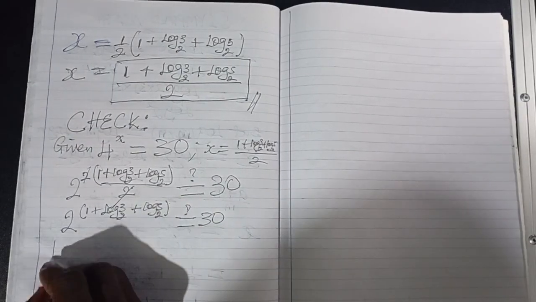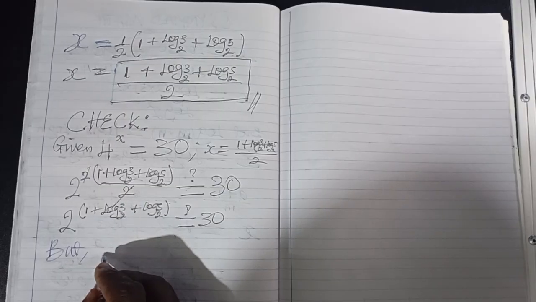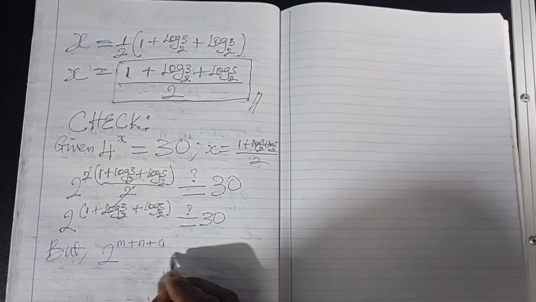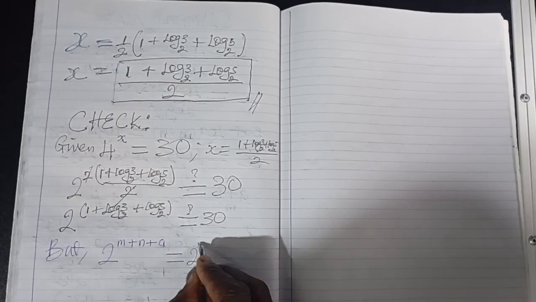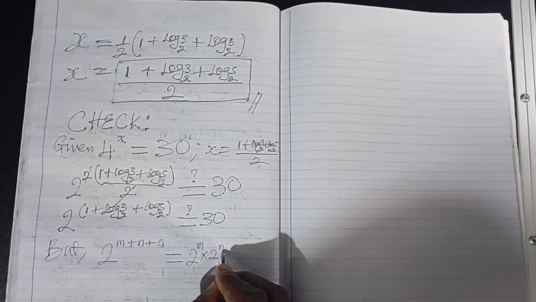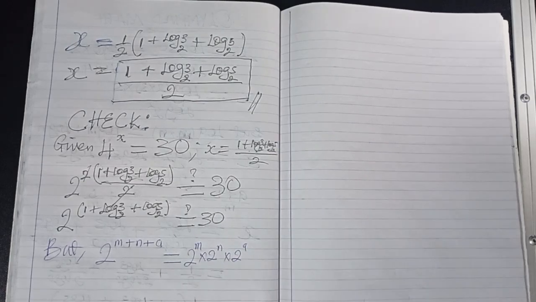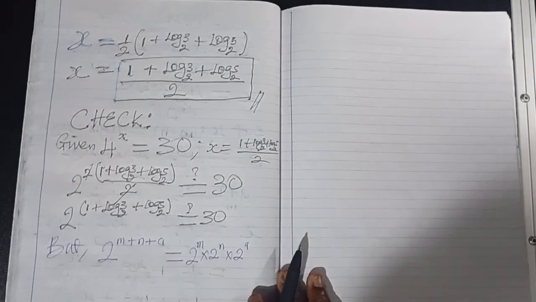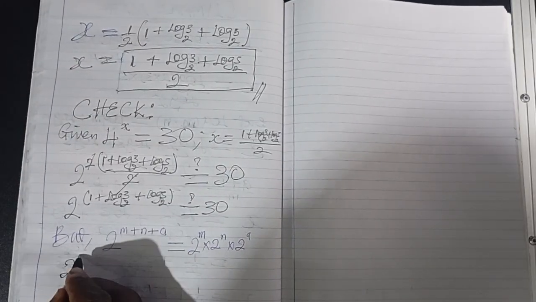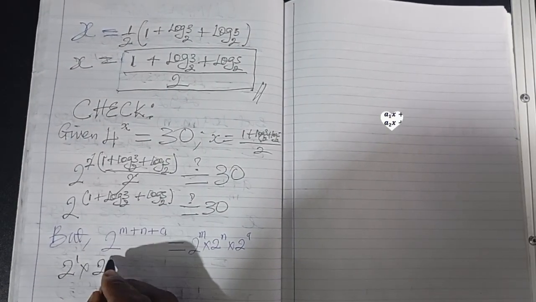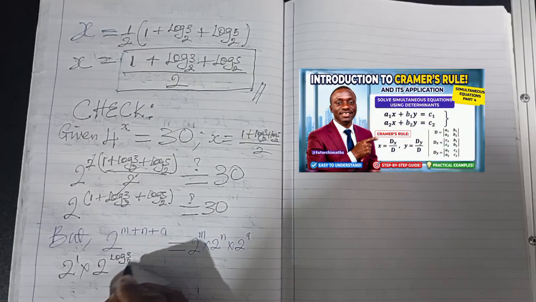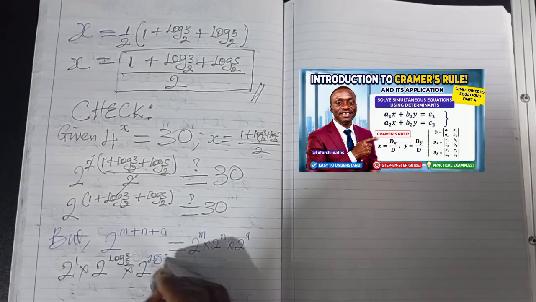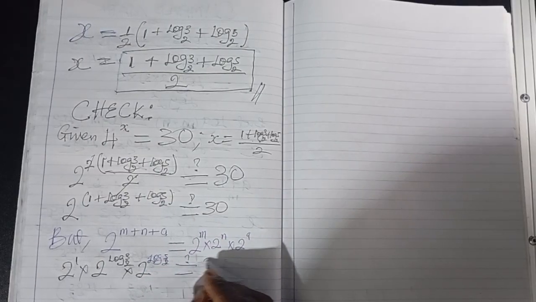Okay, but when you have 2 raised to power m plus n plus a, it is the same as 2 raised to power m multiplied by 2 raised to power n multiplied by 2 raised to power a, from indices. So let's apply this rule back here. We can now have 2 raised to power 1 multiplied by 2 raised to power log 3 base 2 multiplied by 2 raised to power log 5 base 2. Will it still give us 30?